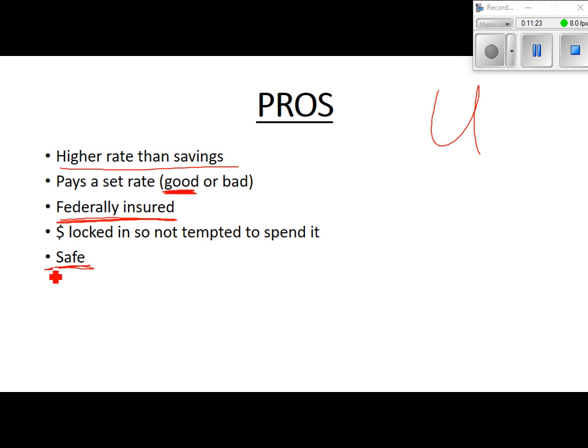The money is locked in. I know this doesn't affect you guys because you're never ever tempted to just go out and blow your money on something. So it's locked in there, so you're not tempted to just spend it on something silly that maybe is unnecessary.